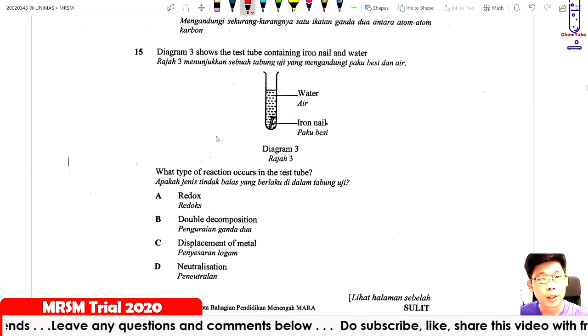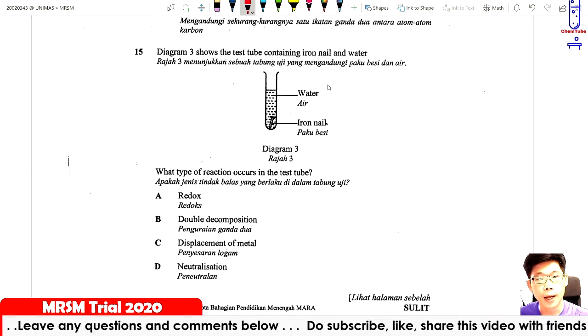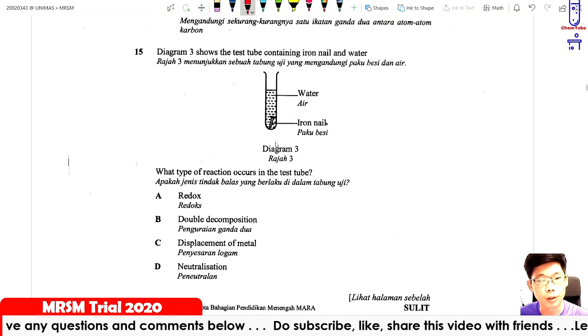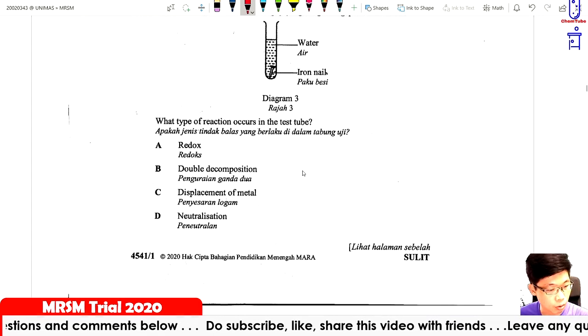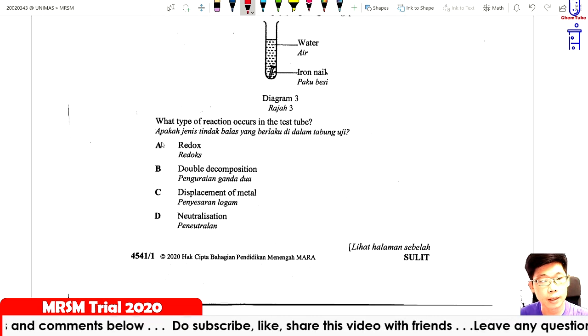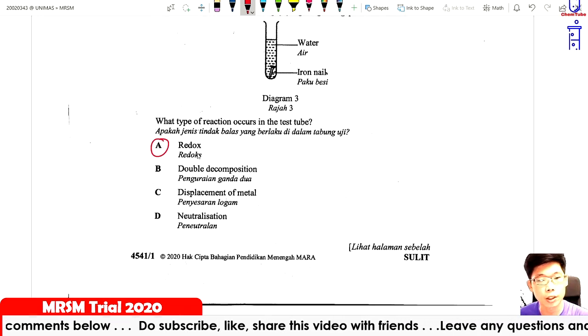Question 15. The diagram shows a test tube containing an iron nail and water. What type of reaction occurs in the test tube? Obviously, rusting is a redox reaction.